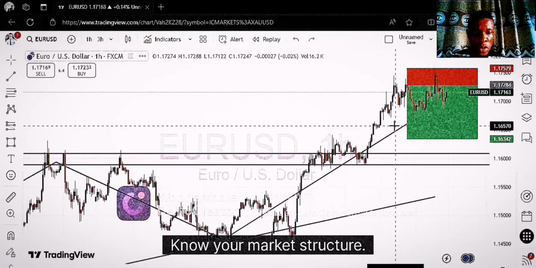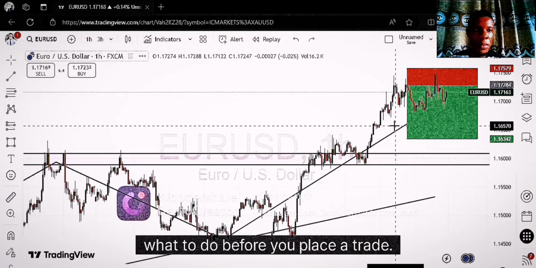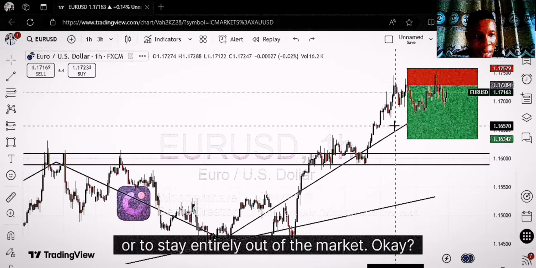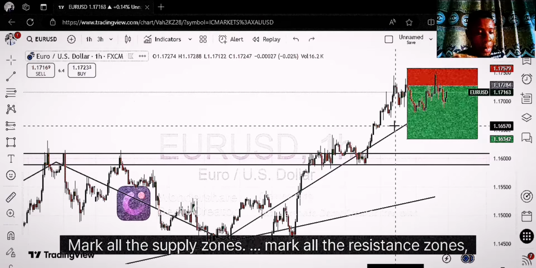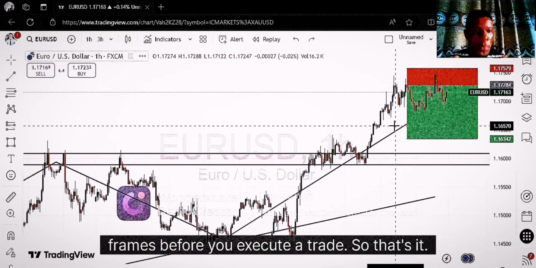Know your market structure. Your market structure tells you what to do before you place a trade. It tells you if you are to buy, if you are to sell, or to stay entirely out of the market. Okay? It is very, very important. Mark all the supply zones, mark all the resistance zones, then go back to your lower time frames before you execute the trade. So that's it.